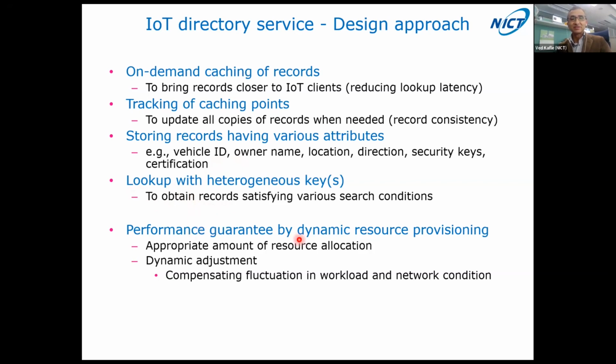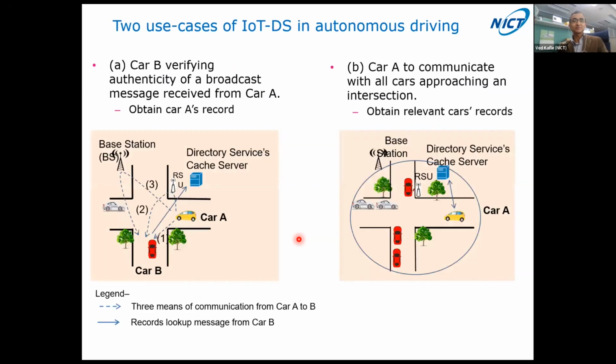And as I mentioned earlier, we aim to provide a performance guarantee in terms of the lookup latency by dynamic resource provisioning to the edge devices. This is another example, in automated driving. So what happens? Let's say the yellow car has sent some message to the red car.